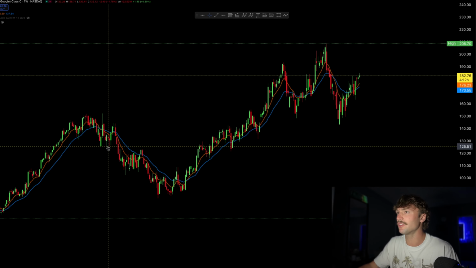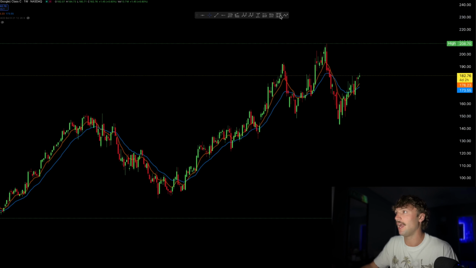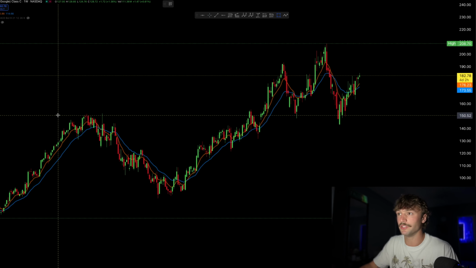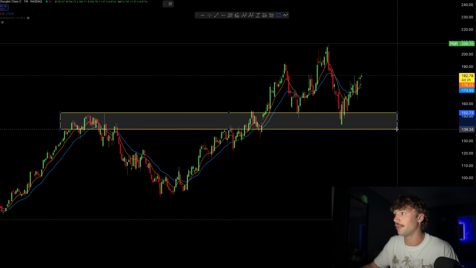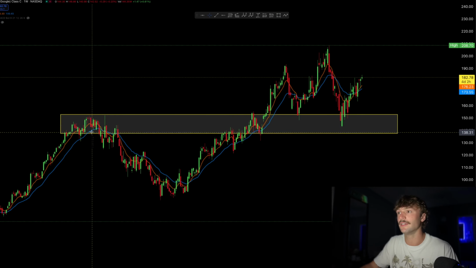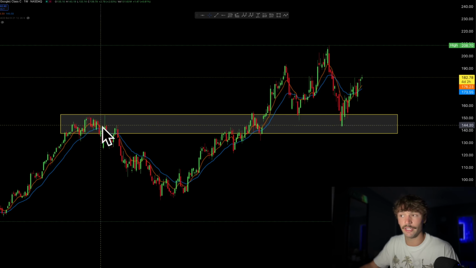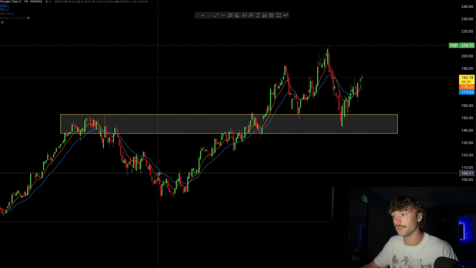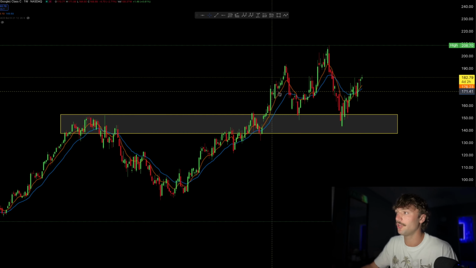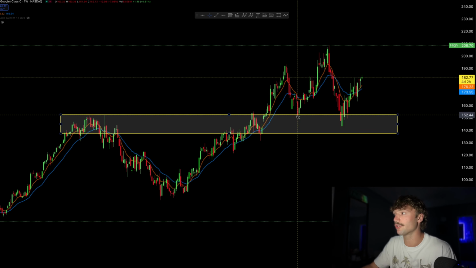Now, taking a look at Google on the weekly time frame here, I do want to draw out my key level right here, which is going to be very, very obvious once I do draw it out. And you guys can see how obvious this is. Prior resistance right here, we saw a nice drawdown in around 2022. And then as we do work our way up, we are now using this as killer support.